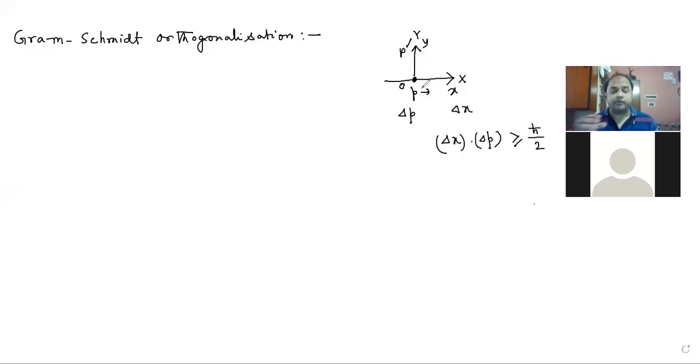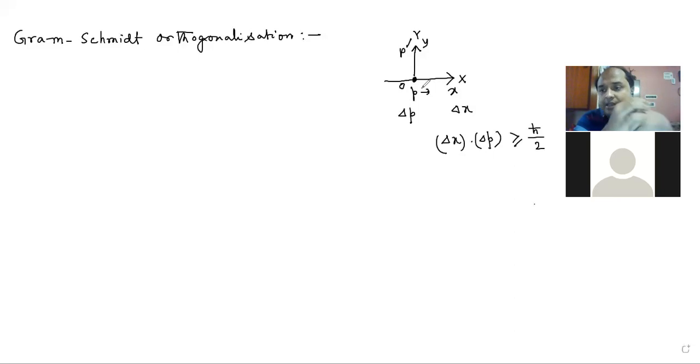So if we can find orthogonal vectors, or rather orthonormal vectors, then these measurements can be done very easily. We will not have any sort of trouble. Therefore, orthogonal vectors play a very important role. Orthogonal vectors geometrically mean that the vectors are perpendicular to one another.